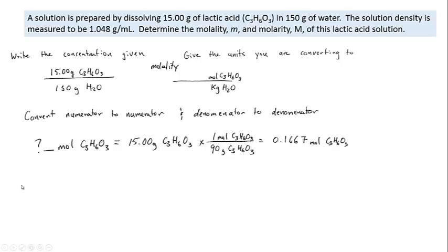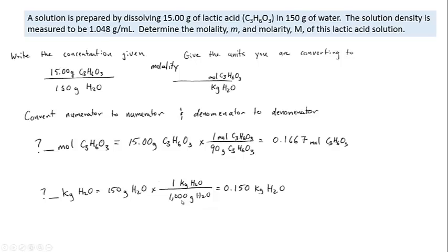Now the denominator conversion is very straightforward. We're just asking how many kilograms of water are there in 150 grams of water, and this divide by 1,000 gives us 0.15 kilograms of water. So plugging in numerator, moles of lactic acid, and mass of solvent, and then we do the division that this ratio implies, and we have 1.1 molal lactic acid solution.